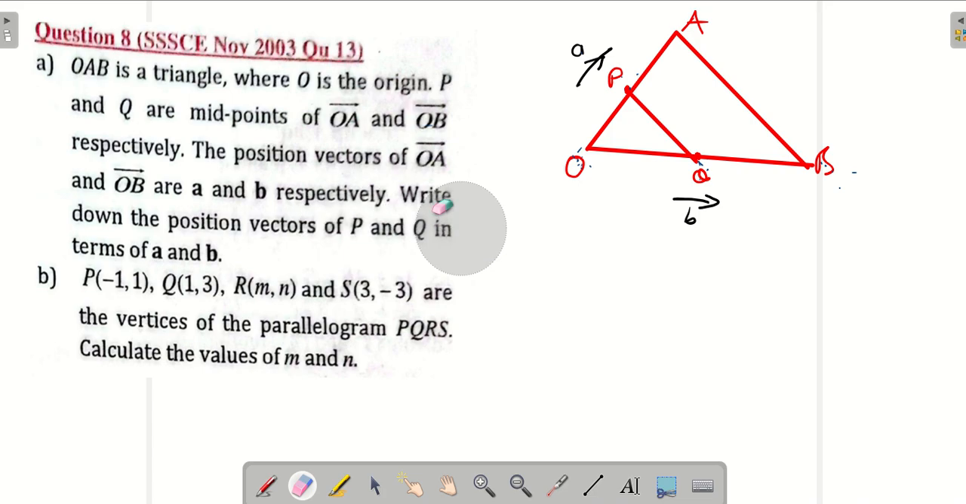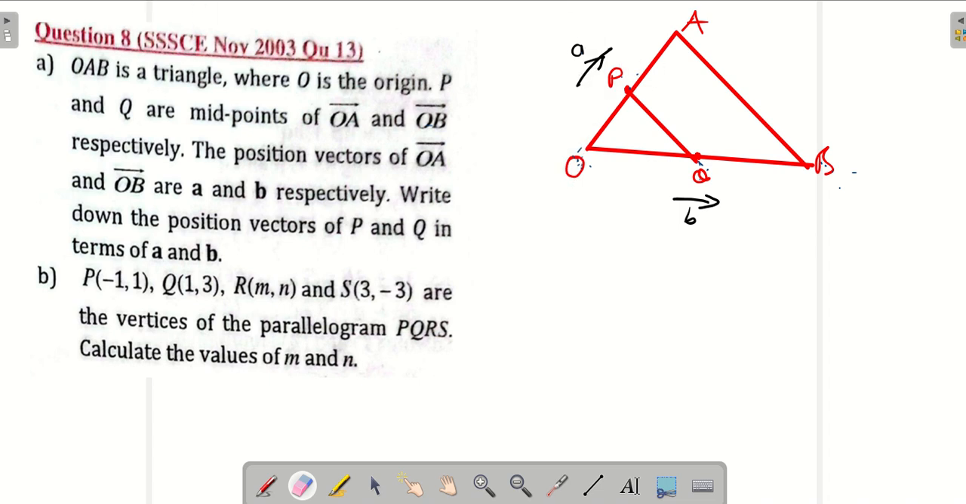So the way the question put it is a bit confusing, but it doesn't really mean that OP must be expressed in terms of A and B at the same time. What it means is that express OP in terms of A and B. It means that it can be expressed in terms of A, it can be expressed in terms of B. And also expressing OQ, that is Q, in terms of A and B means it can be expressed in terms of A or in terms of B.